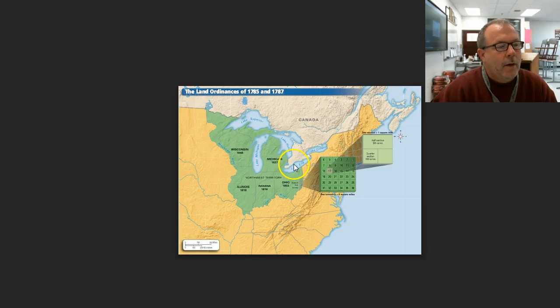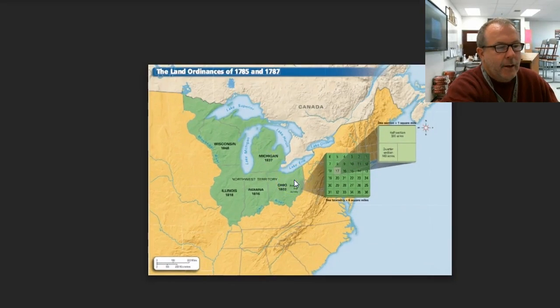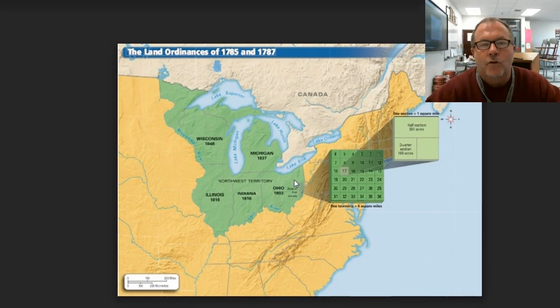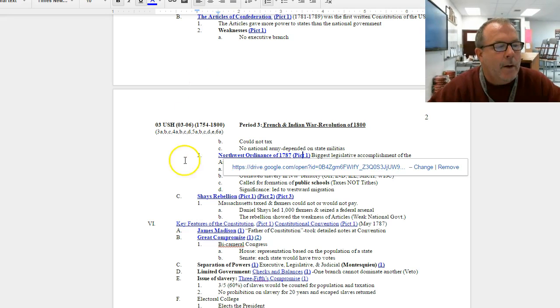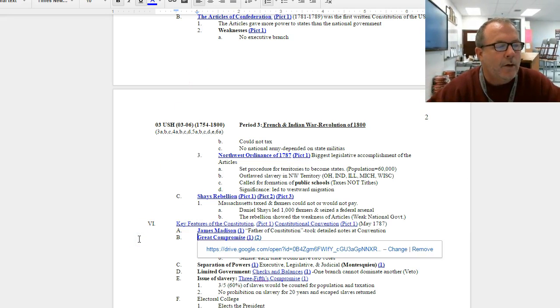The most important law passed by the Articles of Confederation government is referred to as the Northwest Ordinance. The Northwest Ordinance was legislation that controlled how the first 5 territories to petition for statehood, which included Wisconsin, Michigan, Indiana, Illinois, and Ohio, were allowed to become states. The method for becoming a state under the Northwest Ordinance was that when the population of that territory reached 60,000, it could apply for statehood.